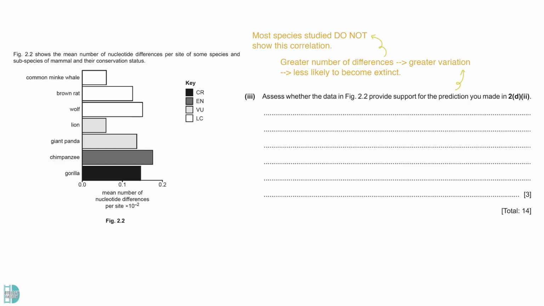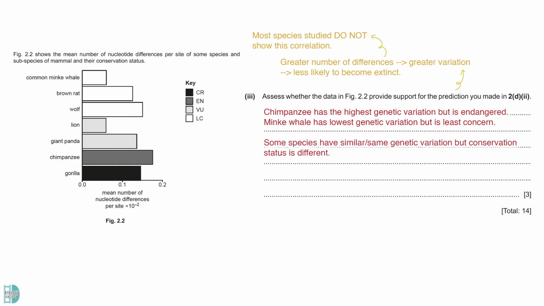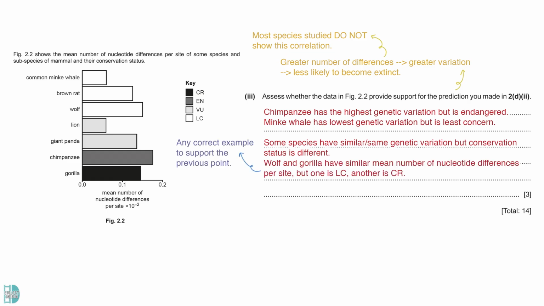For example, chimpanzees have the highest genetic variation but are endangered. Minke whales have the lowest genetic variation, but they are the least concerned. These are the opposite of what we predicted. Some species exhibit similar genetic variation but have different conservation statuses. For example, wolves and gorillas have a similar mean number of nucleotide differences per site, but one is least concerned, and the other one is critically endangered. The gorilla is the most critically endangered of the species, but it has a relatively high level of genetic variation.